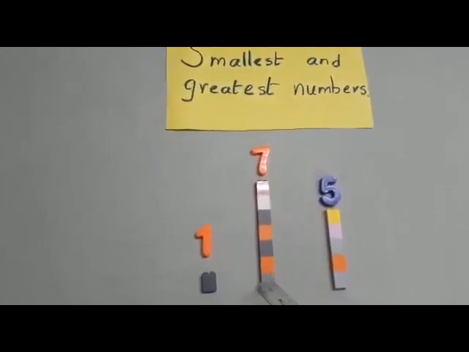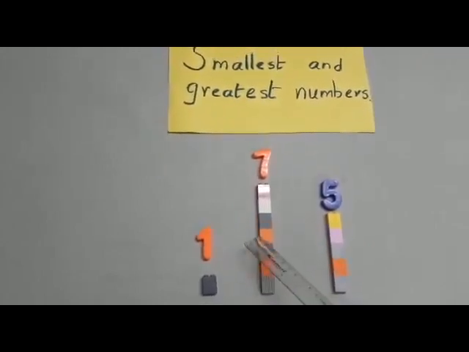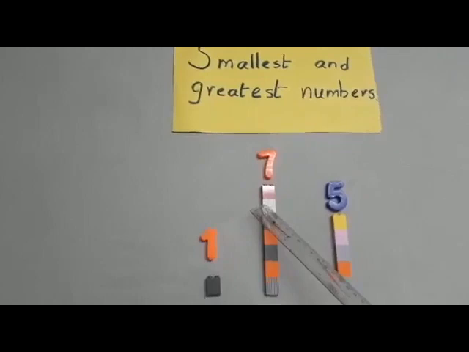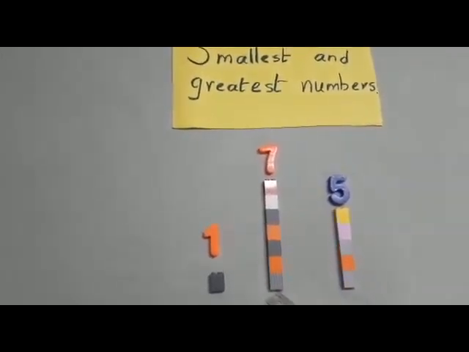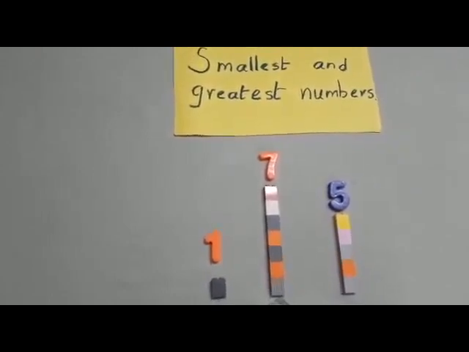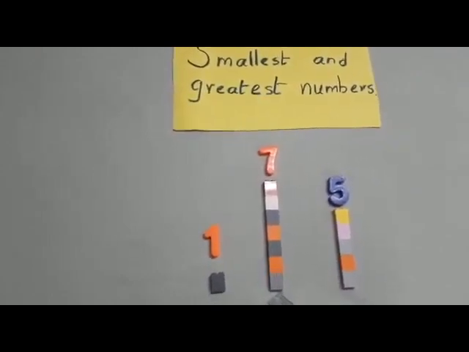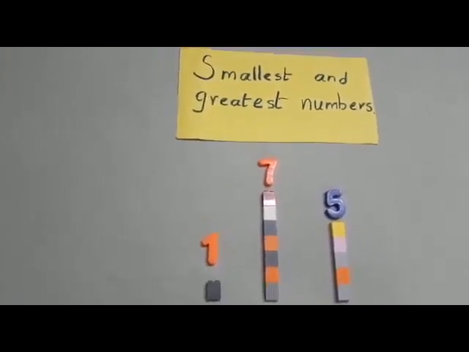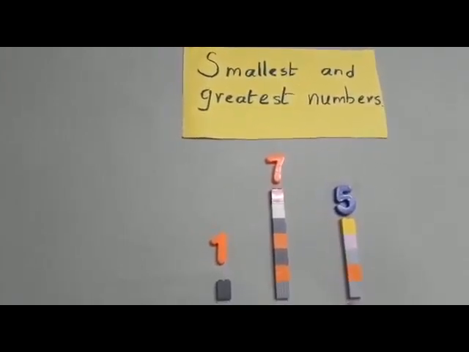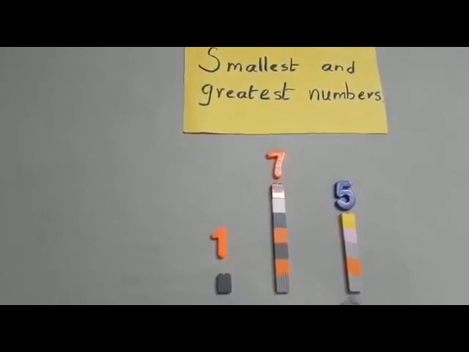In second tower, how many blocks have we used? Let us count. 1, 2, 3, 4, 5, 6, 7. So, 7 blocks are used to build second tower. Now, in third tower, how many blocks are used, children? Yes, you are right. 5 blocks.